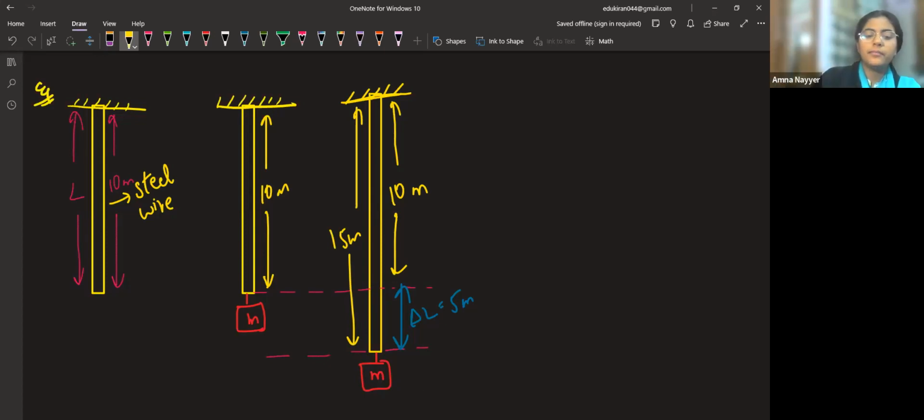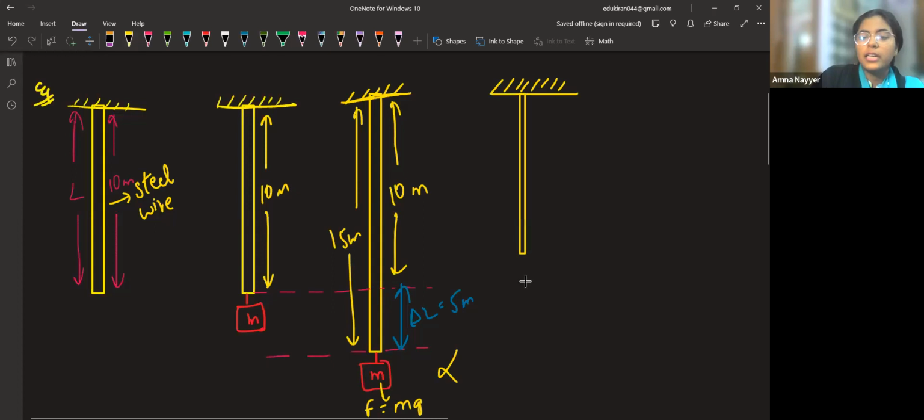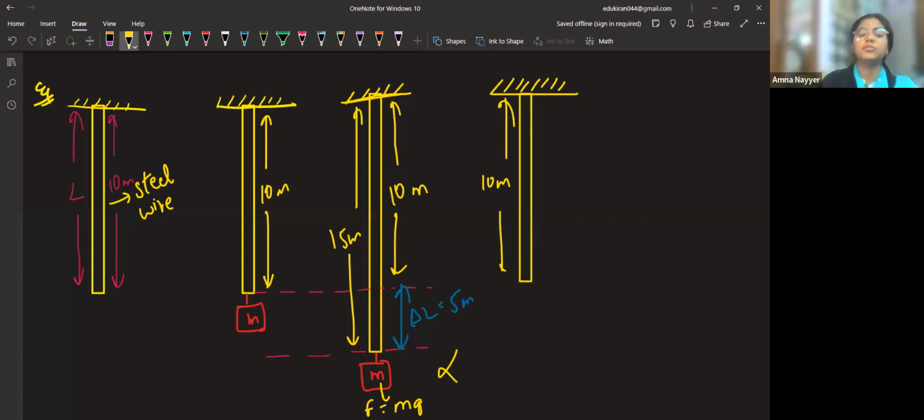Now what am I doing? Why is this happening? The reason is that F is equal to mg. This is acting downwards and is pulling it. Gravitational pull force is pulling it. Now suppose I have removed this. What am I noticing when I'm removing this? It is becoming back to 10 meters exactly as soon as I remove the mass.